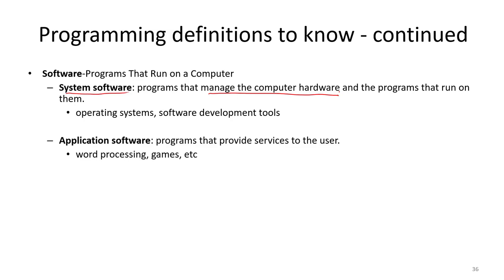Next, we have application software. This is the fun stuff. These are the programs that provide services to us. So they could be our word processing, internet browser, video games, kind of the fun stuff that we often like to use computers for.